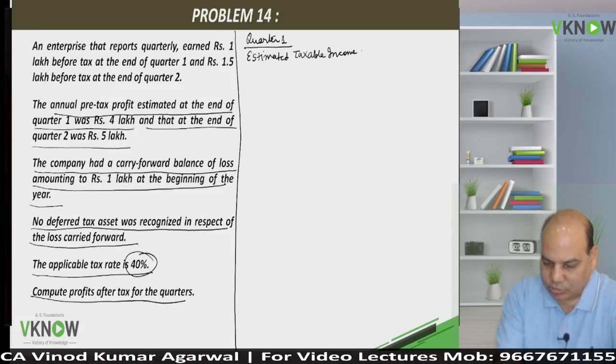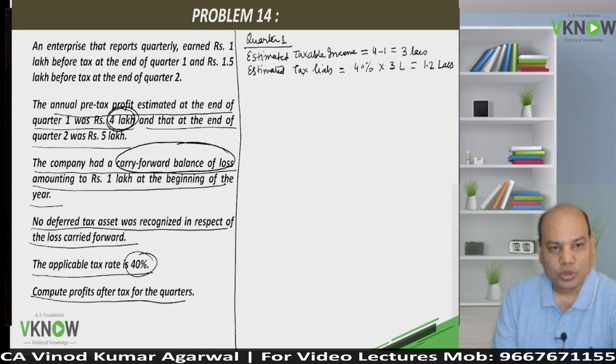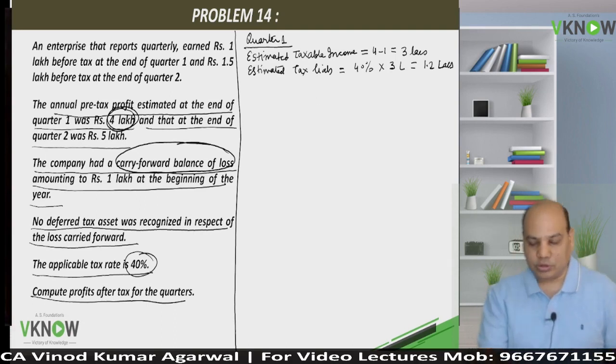Estimated taxable income of the first quarter will be 4 lakh is your estimated income. 1 lakh is carry forward loss. 4 minus 1, 3 lakhs. And estimated tax liability will be 40% into 3 lakh. That will come to 1.2 lakhs.